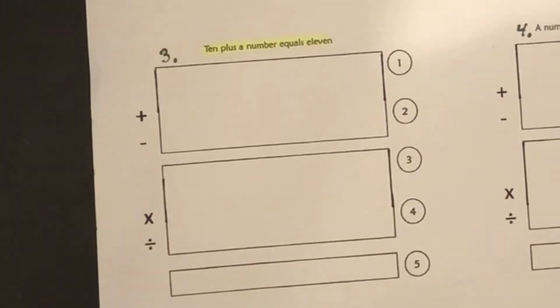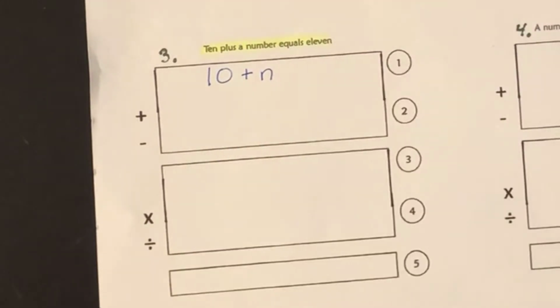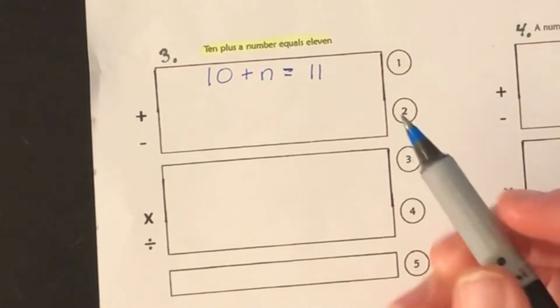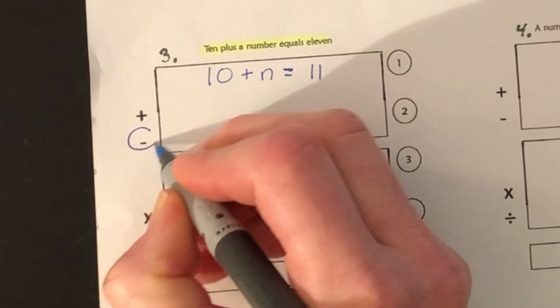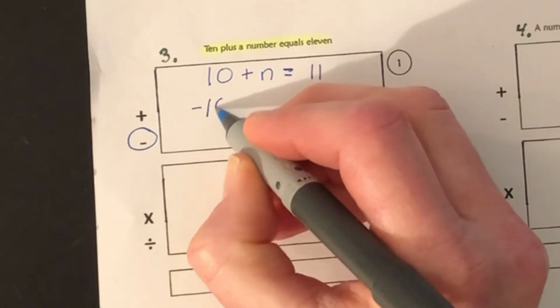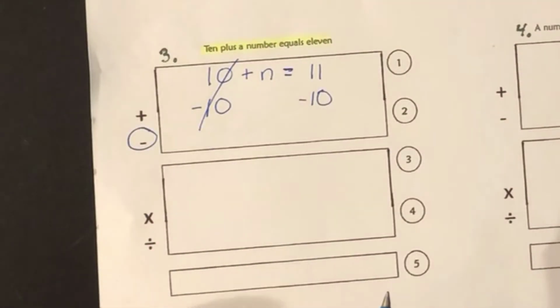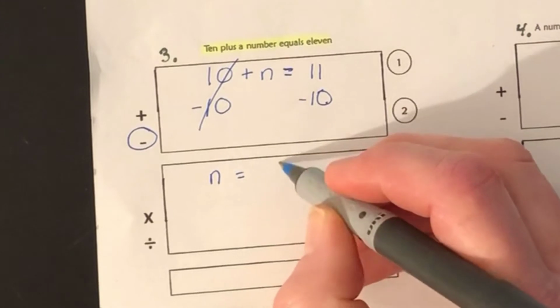Let's move over to number 3. This one's a little bit different, and I want to make sure we do this one together. 10 plus a number equals 11. 10 plus a number equals 11. All right, so to get our variable term by itself, we need to get rid of that 10. It's positive, so we will subtract. We'll subtract 10 from both sides. That cancels out. Step 3 says to write the new problem. I'm left with n equals 11 minus 10 is 1.